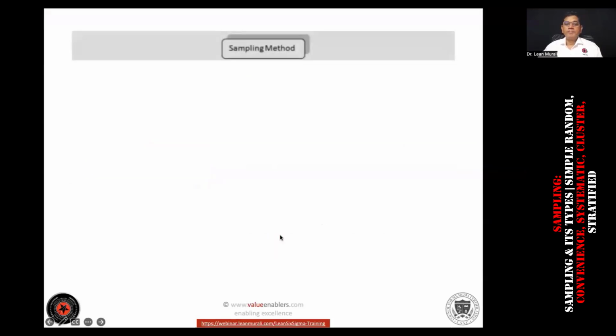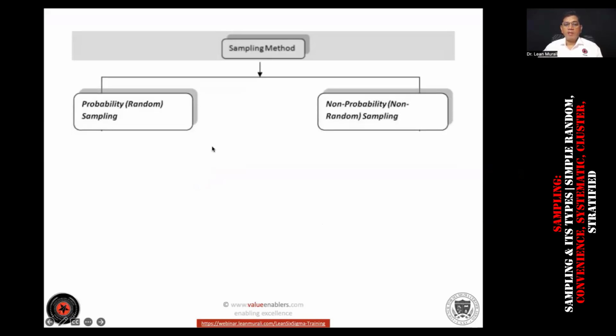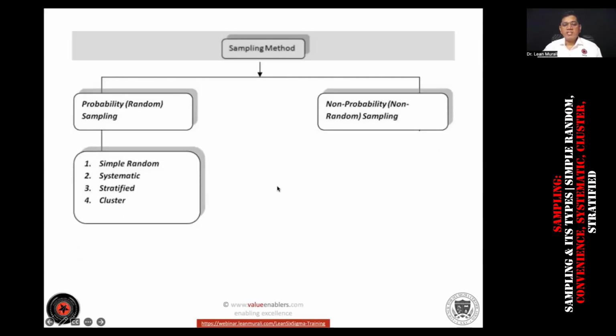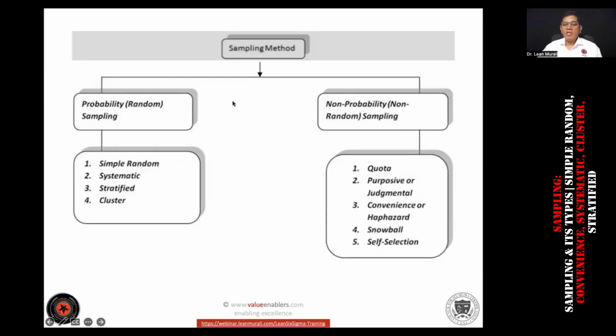Now, sampling method: there are two types, random sampling and non-random sampling. The statistical names are probability sampling and non-probability sampling. In random sampling, we have simple random, systematic random, stratified random, and cluster sampling. We are going to go deeper into these four, but not into non-random sampling, which is quota, judgmental, convenience, snowball, self-selection sampling, and so on.